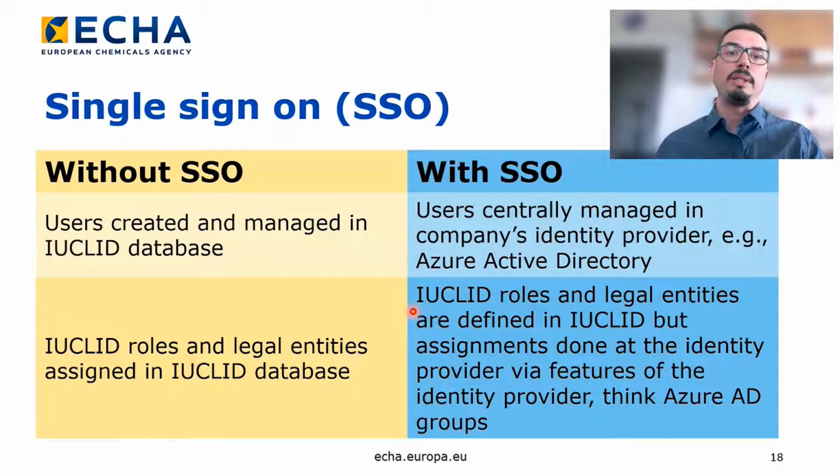Now, these assignments are done in the identity provider. In this case, we know that, for example, Azure Active Directory has the concept of groups. However, these groups in Azure Active Directory need to be linked to existing roles and legal entities that are defined in Euclid.